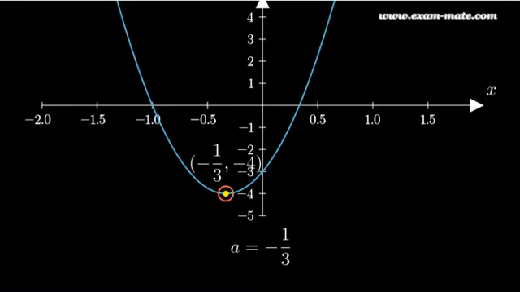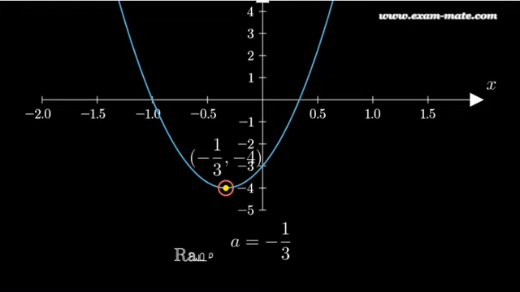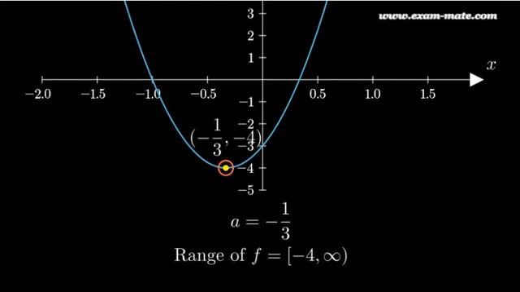For part 2, we need to find the range of f. Since the function has a minimum value of negative 4 at x equals negative 1/3, and increases without bound after that, the range of f is all values greater than or equal to negative 4.